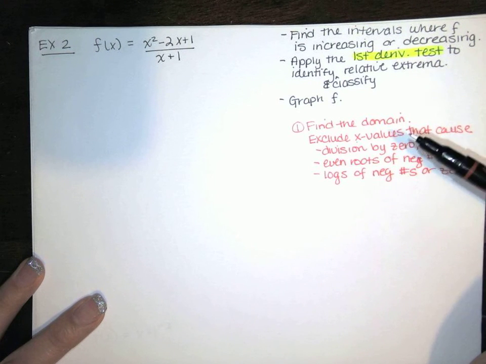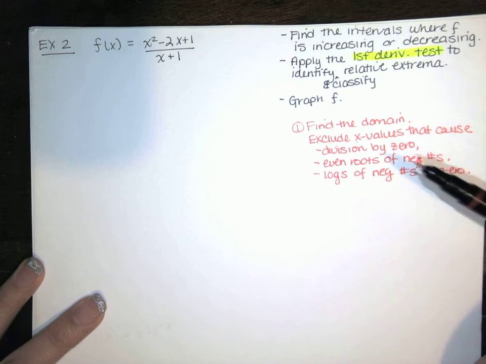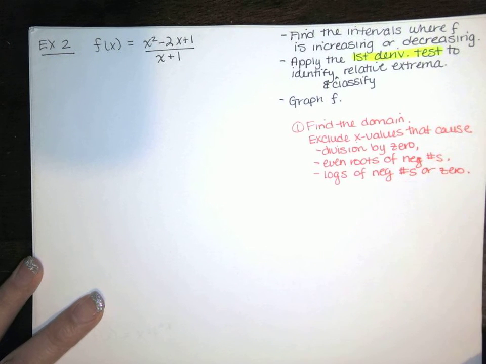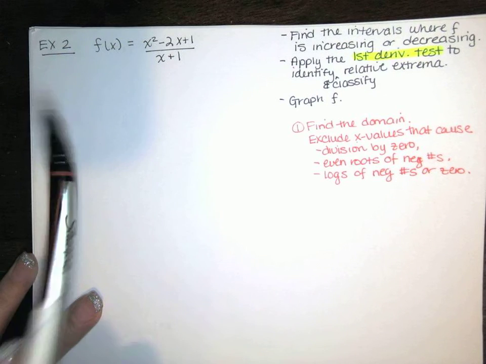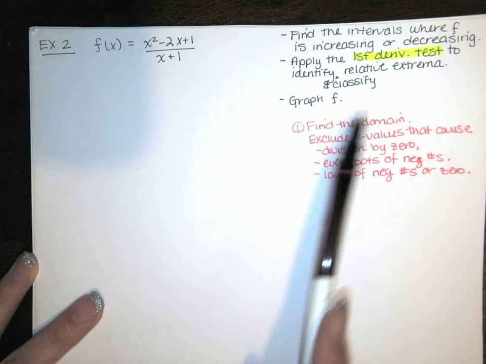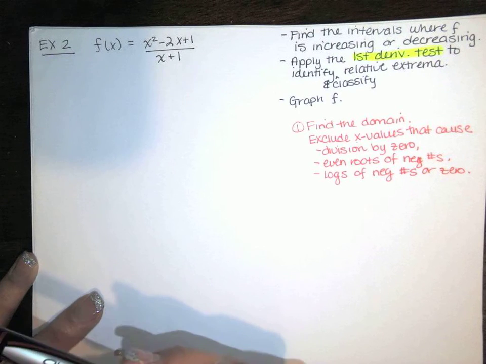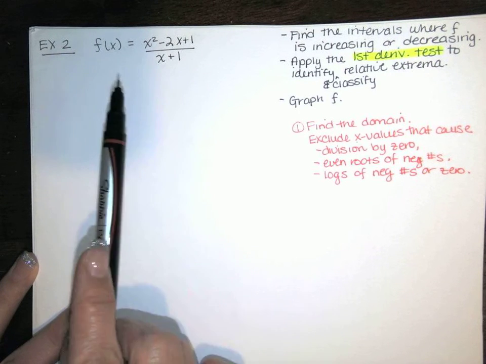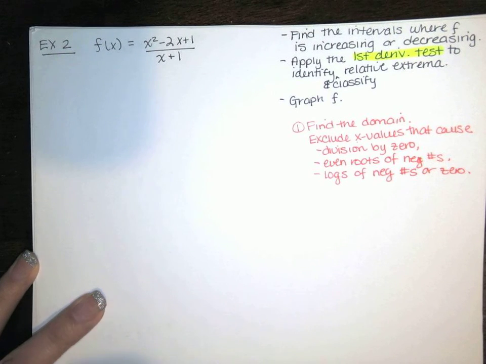So I'm looking for division, even roots, and logs. And if I don't have any of those, the domain is all real numbers, generally, unless I've got a piecewise function. But if it's just a function defined by a single equation like this, then this is all you have to do to find the implied domain. We don't have any roots, we don't have any logs. The only thing that we might do is accidentally divide by 0.